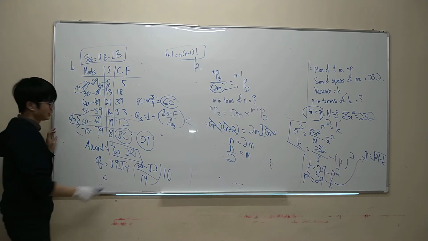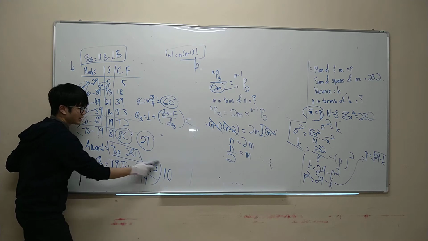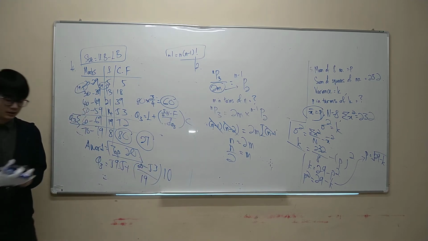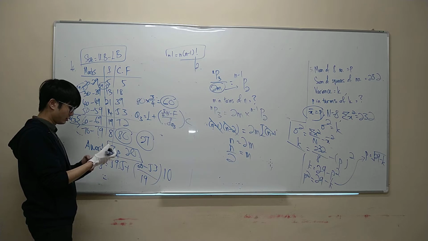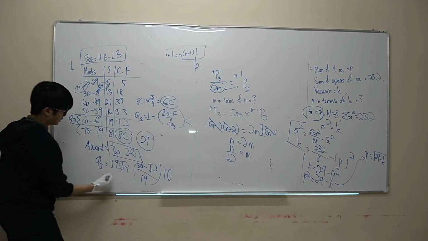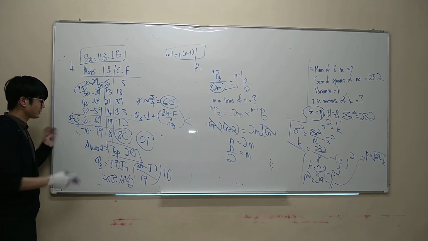60 minus 53 is 7. 7 times 10 is 70. 70 divided by 19, plus 59.5. So you should get 63.1842. So just now I said what? Your marks will definitely be 60 until 79.